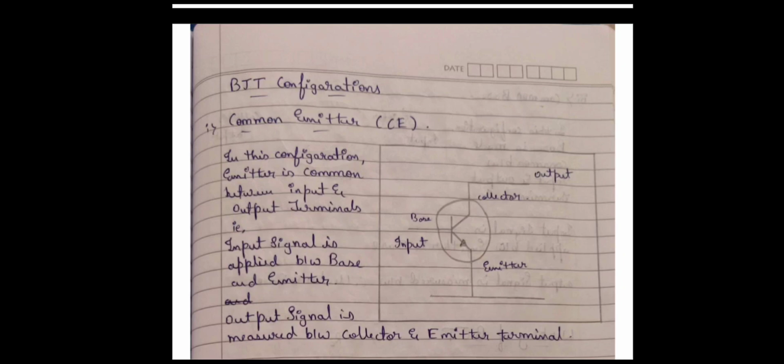So in order to make the emitter common between the collector and base, it will have the common terminal over here. As you can see, it has a common terminal at the ground, the input signal is applied at the base terminal, and the output signal will be measured at the collector. This is about the common emitter configuration, and this is how it will be represented.